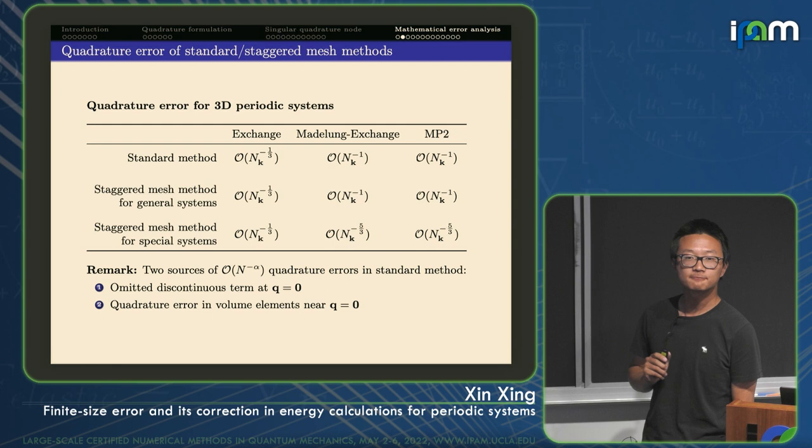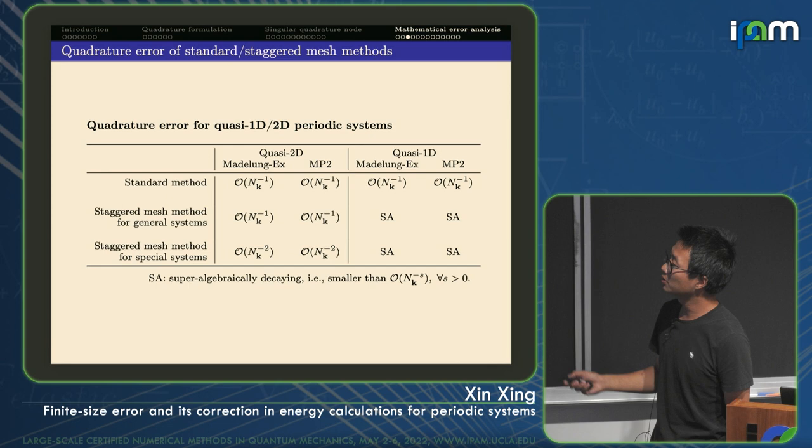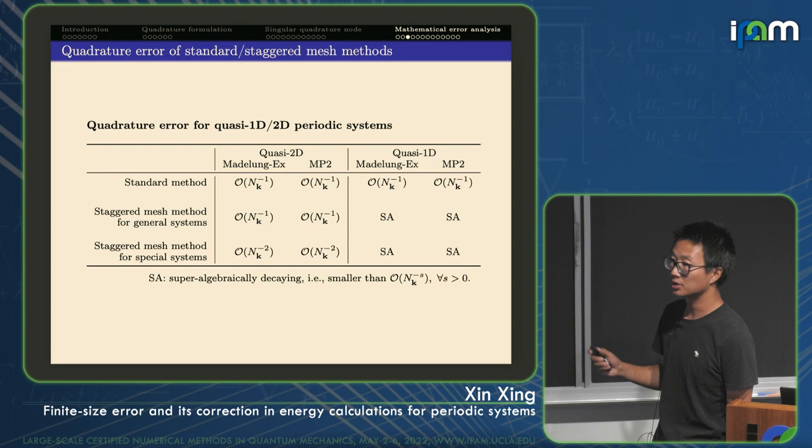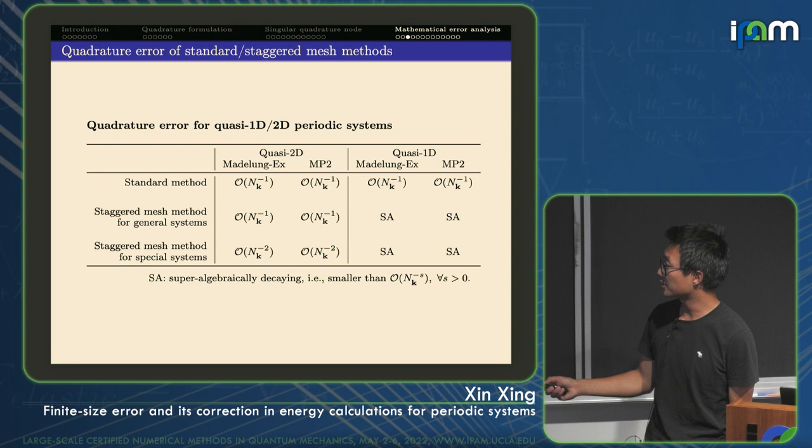And here are similar results for the 2D and 1D case. For the 2D case, the results here are quite similar as in the 3D case. But for the 1D case, we can show that the staggered mesh method always reduces the quadrature error significantly to be super algebraically decaying, basically faster than any arbitrary power of 1 over n.